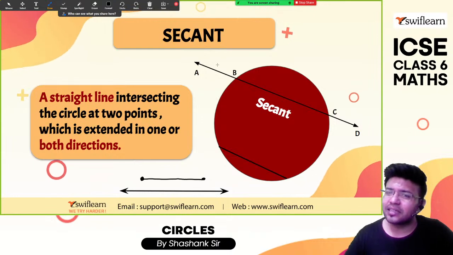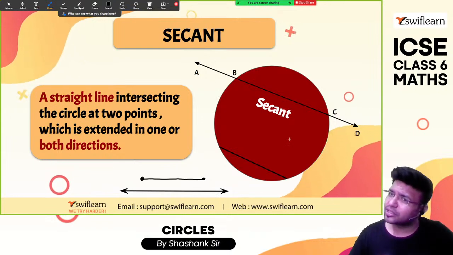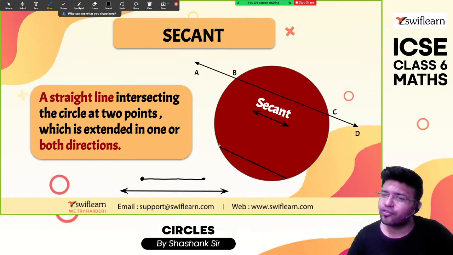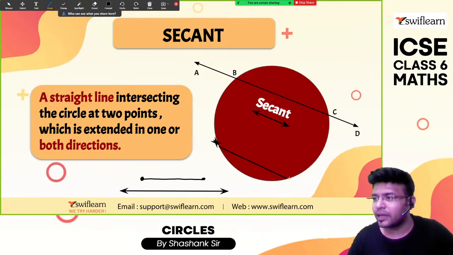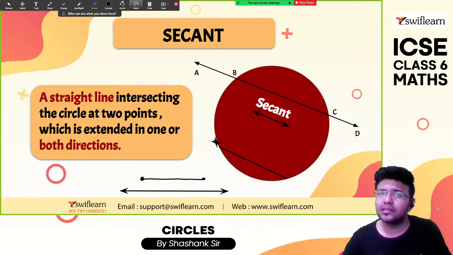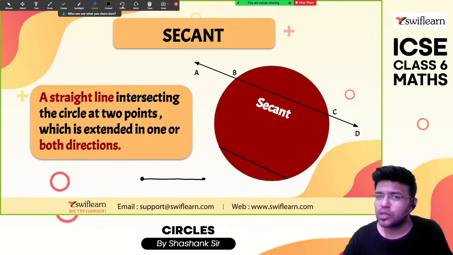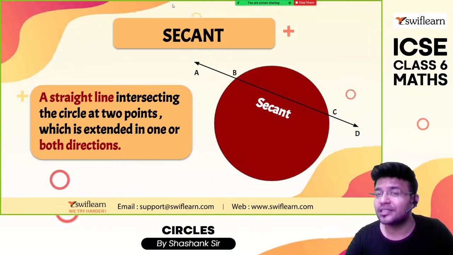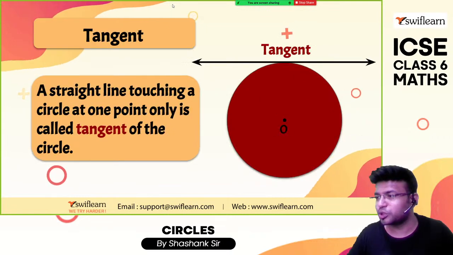If a line is intersecting two points on a circle, it is called a secant. If a line segment is intersecting two points on the circle and cannot be extended, it is called a chord. Yes, this is the difference between a secant and a chord. They ask this, they asked me too.